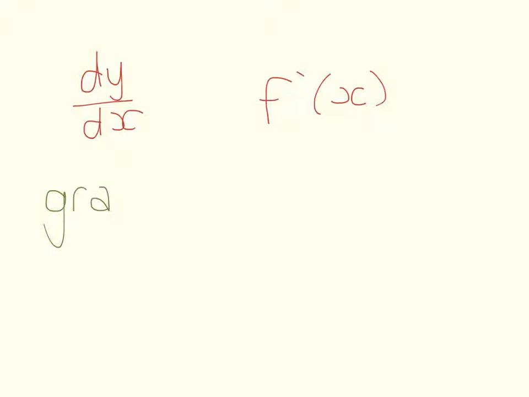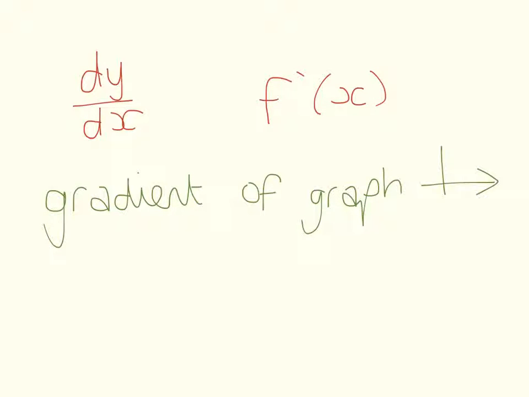So what are we actually finding when we do this? This differentiation, dy by dx, or if you're talking about it in function notation, f dash x, tells us the gradient of the graph of y at any point. So this basically gives you the gradient of the graph of y by x. If you imagine drawing it on an axis, this gives you the gradient of your graph.